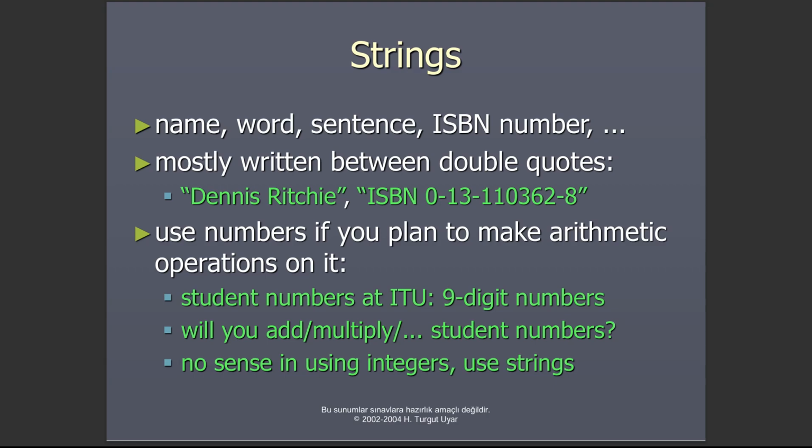Next, strings. A string is a group of characters like a name, word, or sentence. For example, Dennis Ritchie is a string. ISBN numbers are also strings. All numbers can be strings, but all text, all chars cannot be integers. Don't forget this. We write strings between double quotes. Strings are useful when we don't need to do math with numbers. For example, students' numbers can be strings because we don't add or multiply them.